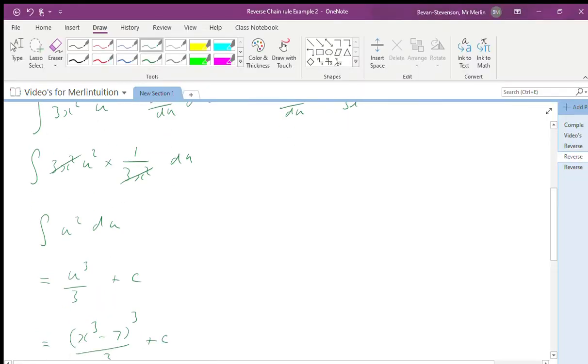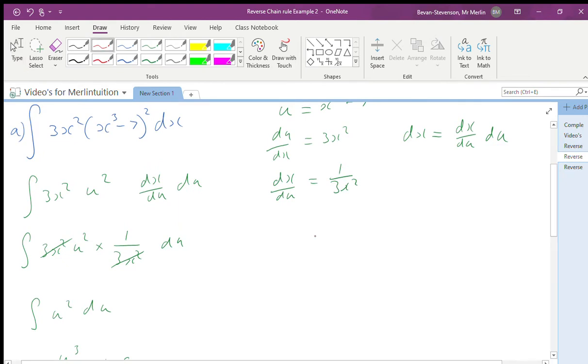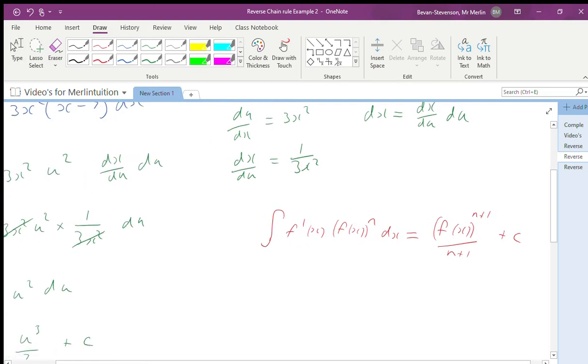Now, just like last time, we spoke about the fact that we could see a trick. This is in the form, the integral of f dash of x times f of x to the n. And when we integrate that with respect to x, that will always go to f of x to the n plus 1 over n plus 1 plus c. And if you did want to prove that rule, you could simply do so using the chain rule of differentiation.